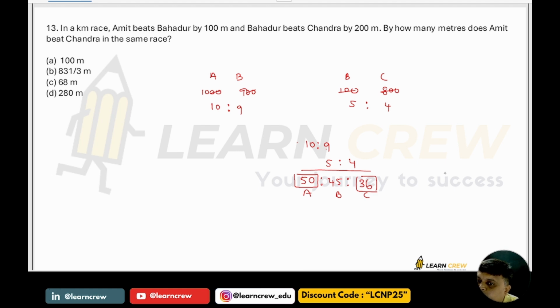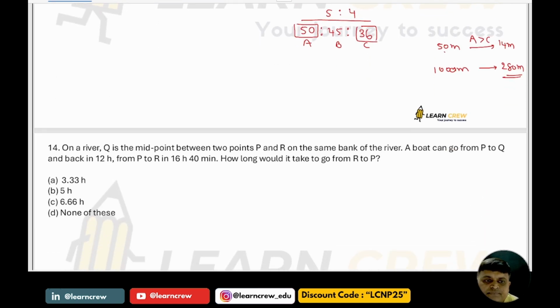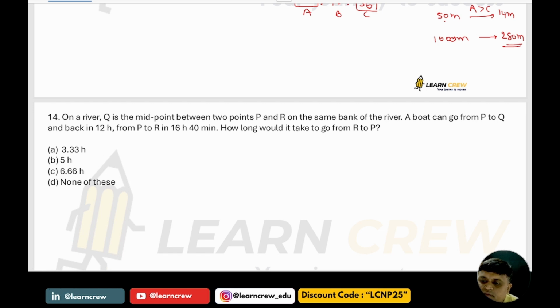So in a 50 meter race, A beats C by 14 meter. So in a 1000 meter race, how much? 50, 14, 1280... So answer is 280 meter. I hope it is clear. It's an important model.